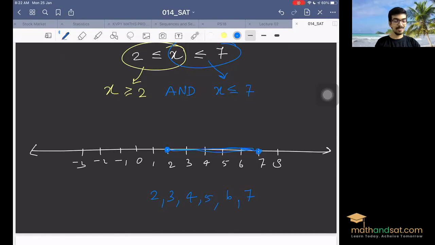No, not 6 solutions. Apart from these numbers, there are infinitely many solutions. We have an infinite number of solutions. Got it? You understand my point? Apart from 2, 3, 4, 5, 6, 7, numbers like say 2.1, 2.17, 3.14, 3.55, all these kinds of numbers will also be there in the solution set. Hope this makes sense.